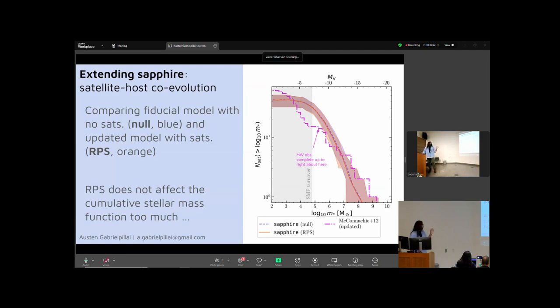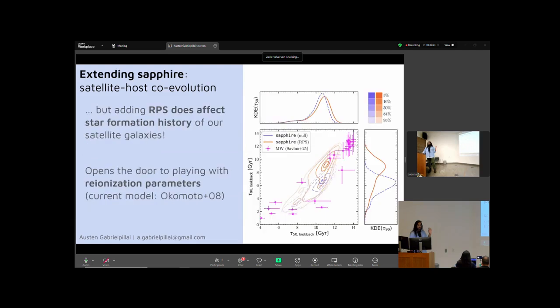So we're not affecting the cumulative stellar mass function too much, but we do see an effect when we're looking at the star formation history of our satellite galaxies. So over here, we're looking at T50, how long it took a galaxy to assemble 50% of its stellar mass, versus T90, how long it took for it to assemble 90%. And what we can see here is that by adding this additional physics, we don't see that much of a difference in T50. But when we look at T90, you're shifting from this median peak around 5, 6-ish gigayears ago to now 9 gigayears ago.